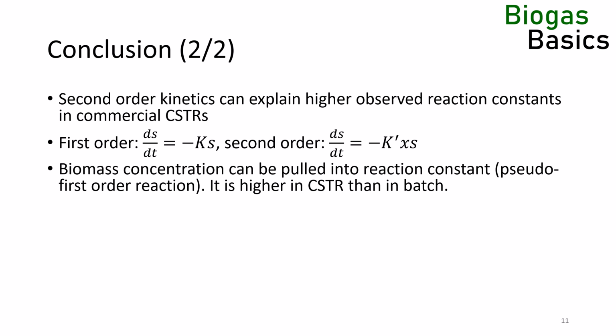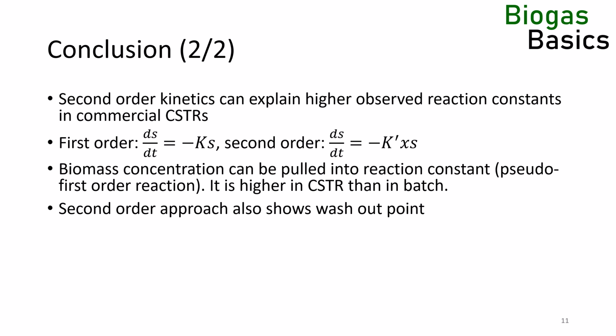We can convert one reaction constant to the other if we know the initial substrate concentration in the batch or the feedstock substrate concentration in the CSTR and the yield coefficient YXS, which is the ratio of biomass produced to substrate consumed. Because the biomass concentration is higher in the CSTR at the start of a feed stop than in a diluted batch reactor, the observed reaction constants in the CSTR are higher.